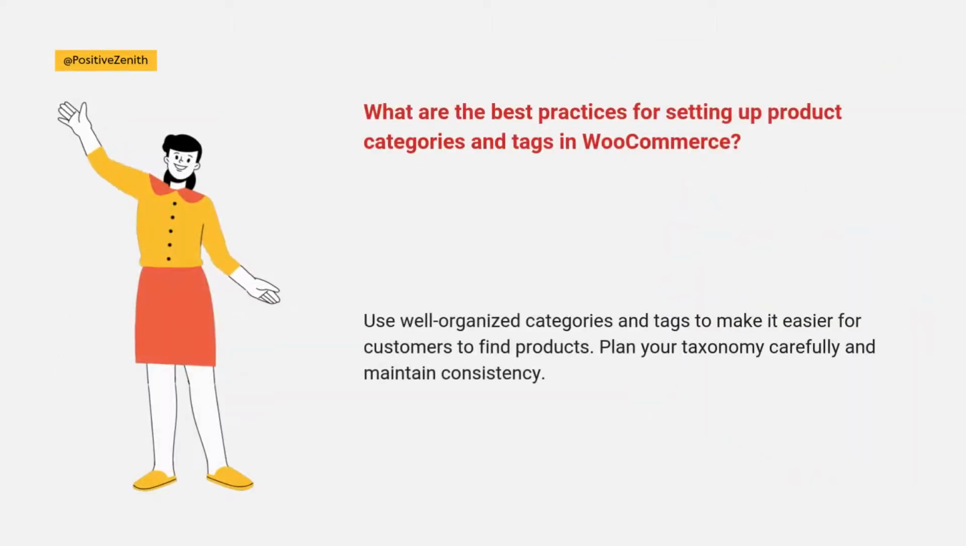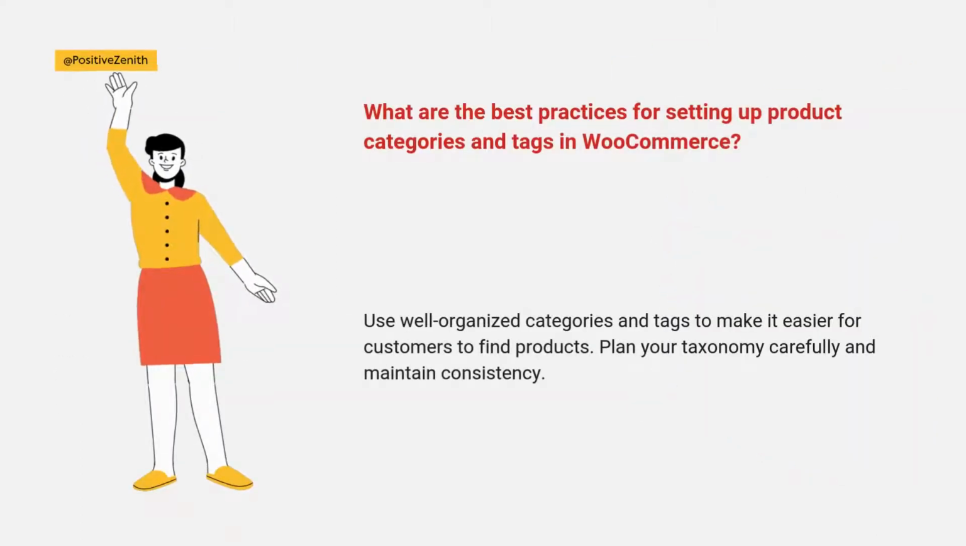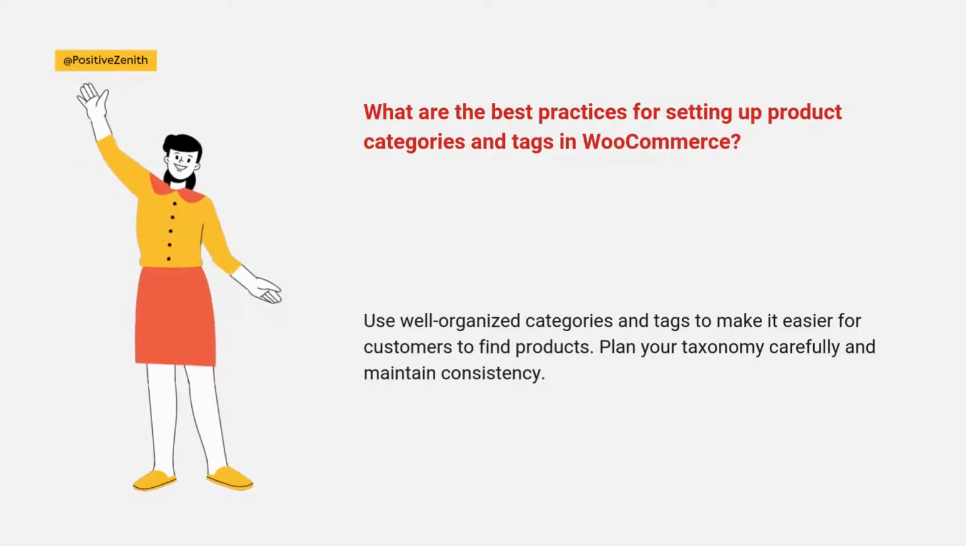What are the best practices for setting up product categories and tags in WooCommerce? Use well-organized categories and tags to make it easier for customers to find products. Plan your taxonomy carefully and maintain consistency.